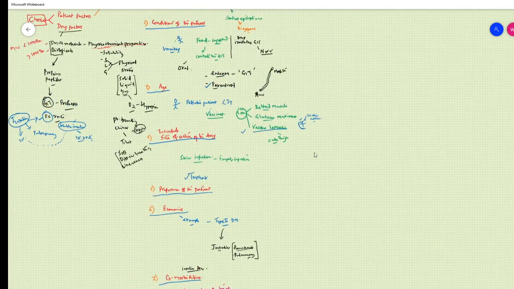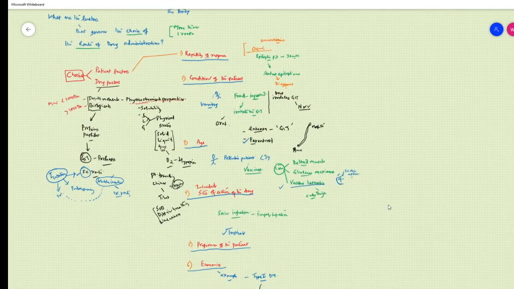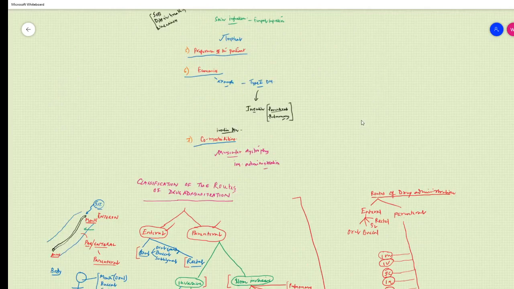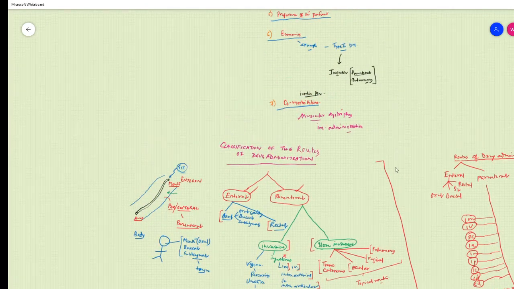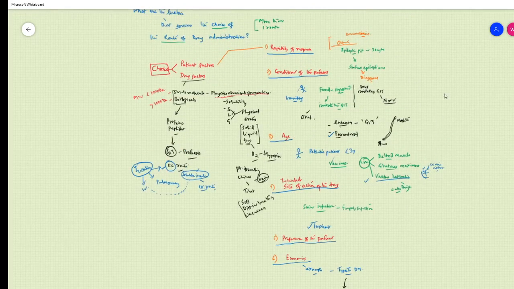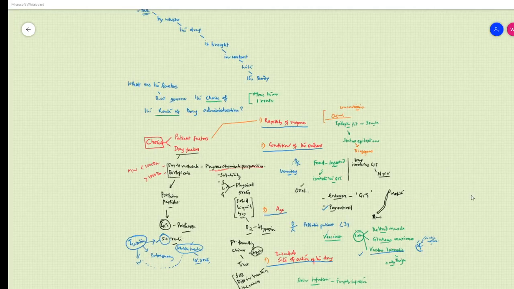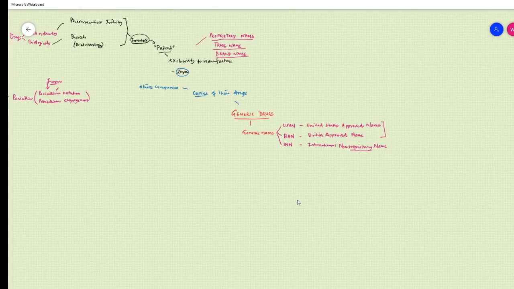There was one other thing I think I need to correct. Here it is names, okay? So I wrote a singular. So it's international non-proprietary names, and that is British approved names and United States approved names. Okay, sorry for those.